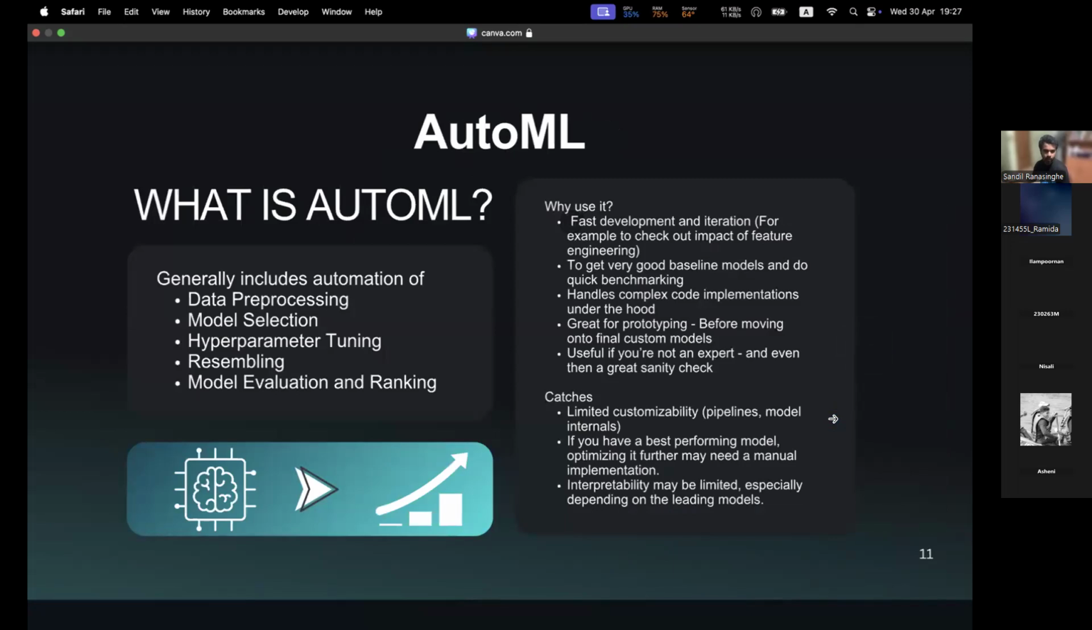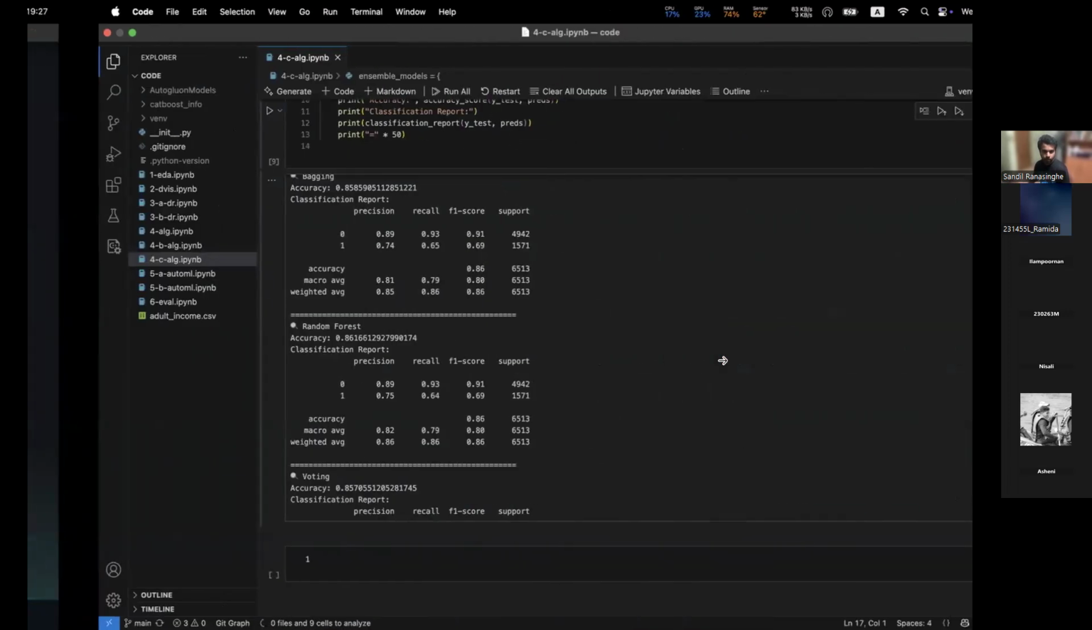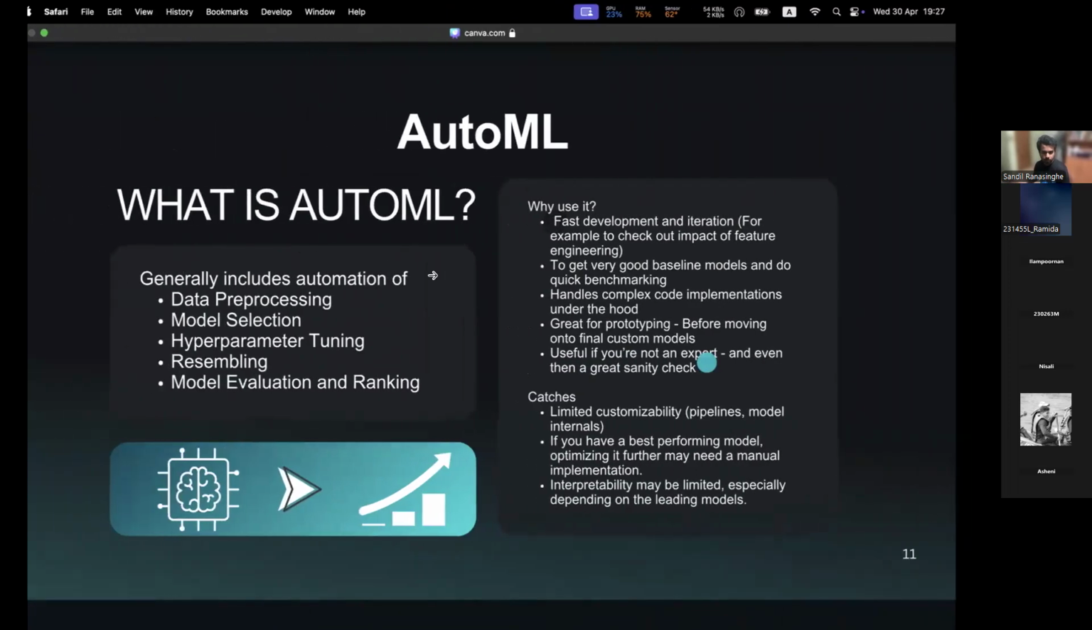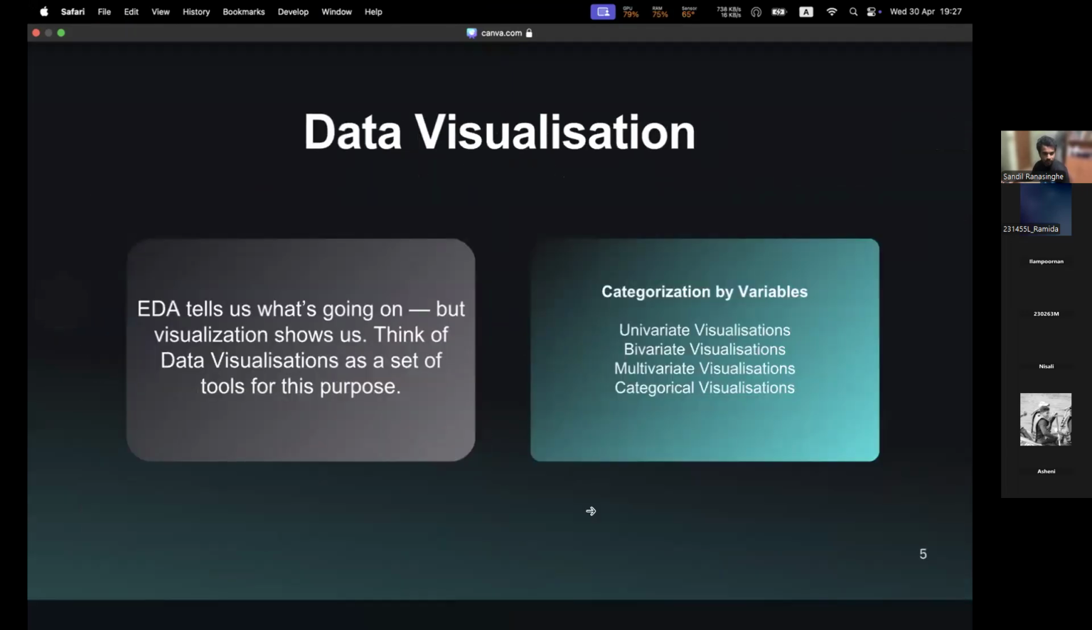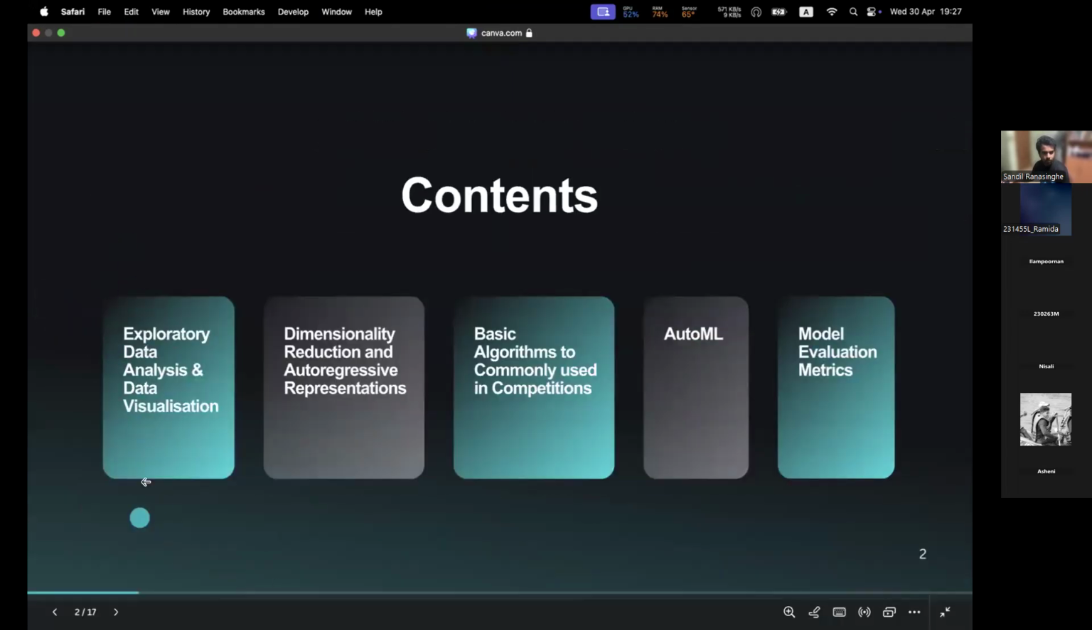So next, we come to something I want to mention in practice, which can be very useful these days, AutoML. So what is AutoML? It's generally the automation of a lot of things that we do in machine learning. If you look at this workflow.